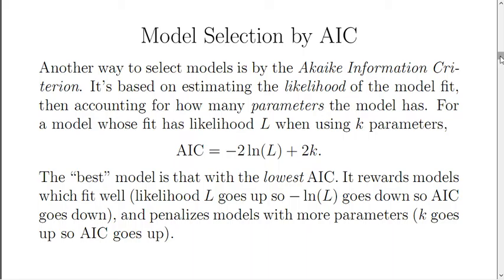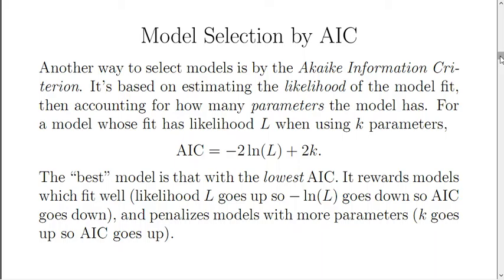When the likelihood L goes up, so that negative log likelihood goes down, the Akaike Information Criterion goes down, meaning better model. It also penalizes models with more parameters. When K goes up, AIC goes up. The whole idea is that a model is better if it fits better, so it has a greater likelihood. It's also better if it's a simpler model, so it has fewer parameters.